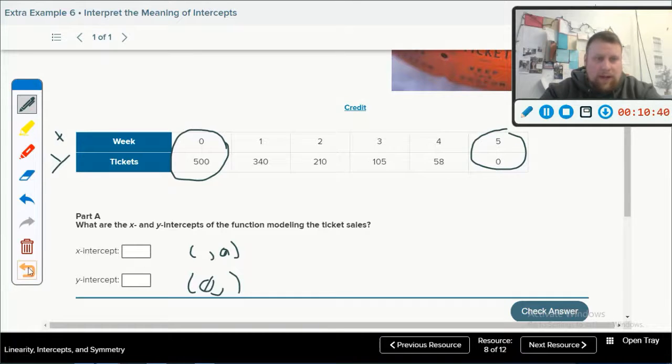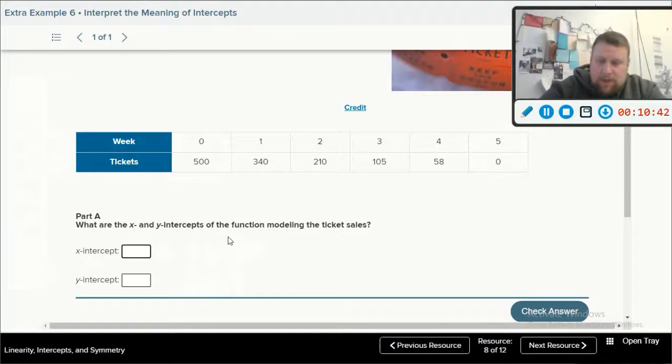So let's write those down. The x-intercept is at 5 weeks, right? It's at that where y is 0, and the y-intercept is where x is 0, it's 500.